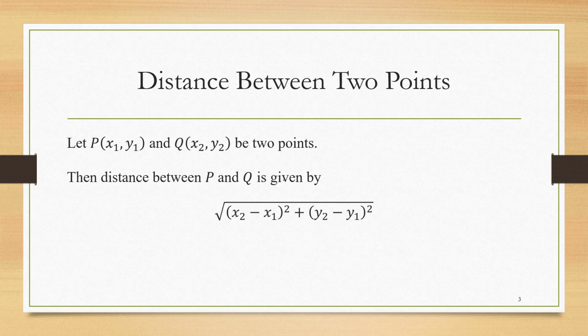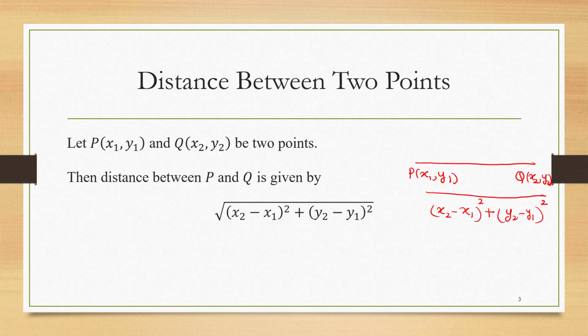And how do we remember it? We just subtract. This is a point P(x1, y1) and this is a point Q(x2, y2). We take the difference of the x coordinates, x2 minus x1, and the difference of the y coordinates, y2 minus y1, take their squares, add these squares, and then take the square root and we get this formula. Let's do examples based on this formula.